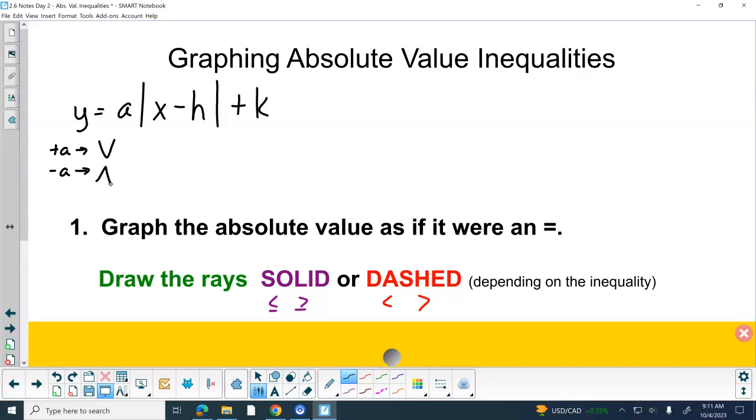But H comma K creates the vertex. It's not necessarily the x-intercept. Yeah, just H is the x part of the vertex. Yep. Okay. H comma K is the vertex. We think oppositely with H.